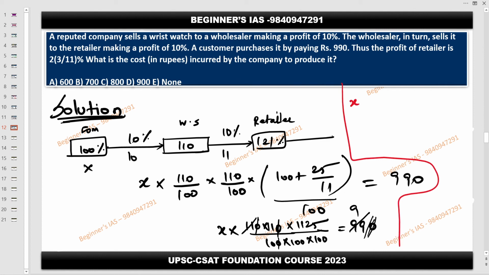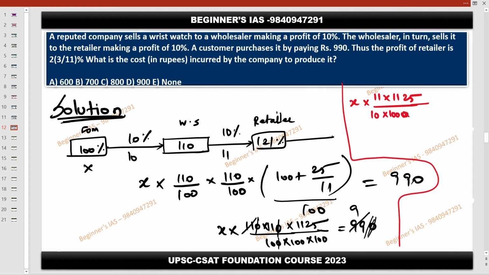Then x into 1125 by 10 into 100 into 100, so 100,000. Yes, sir. Let us calculate here. 1000 or 10,000.